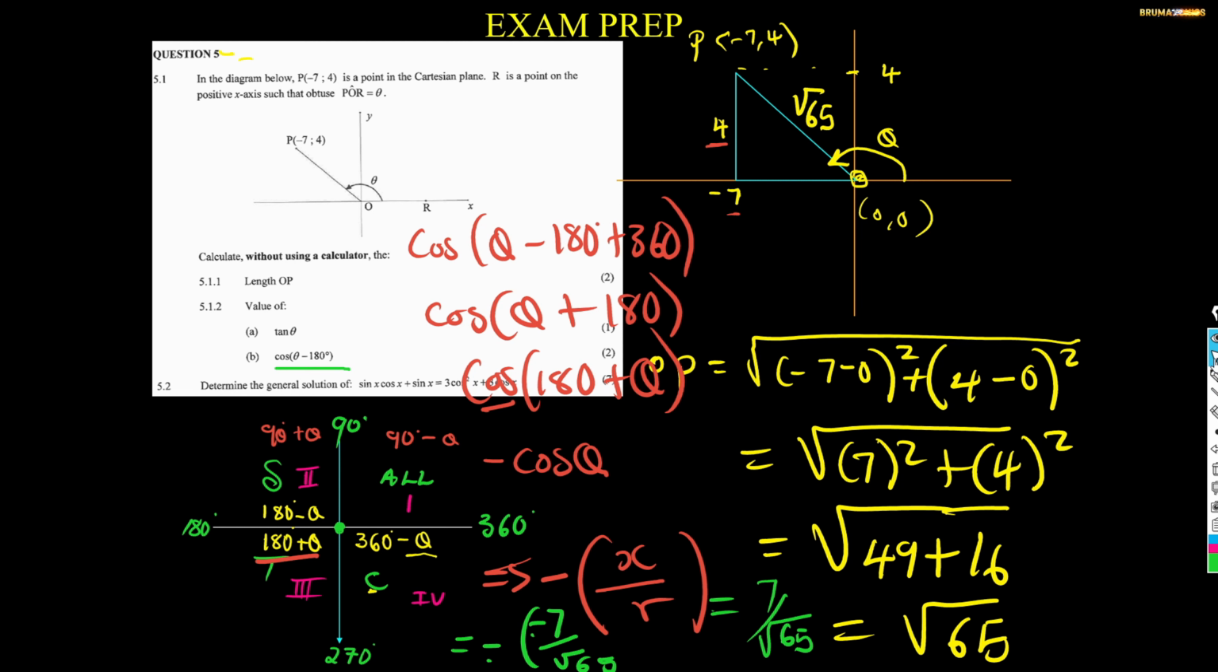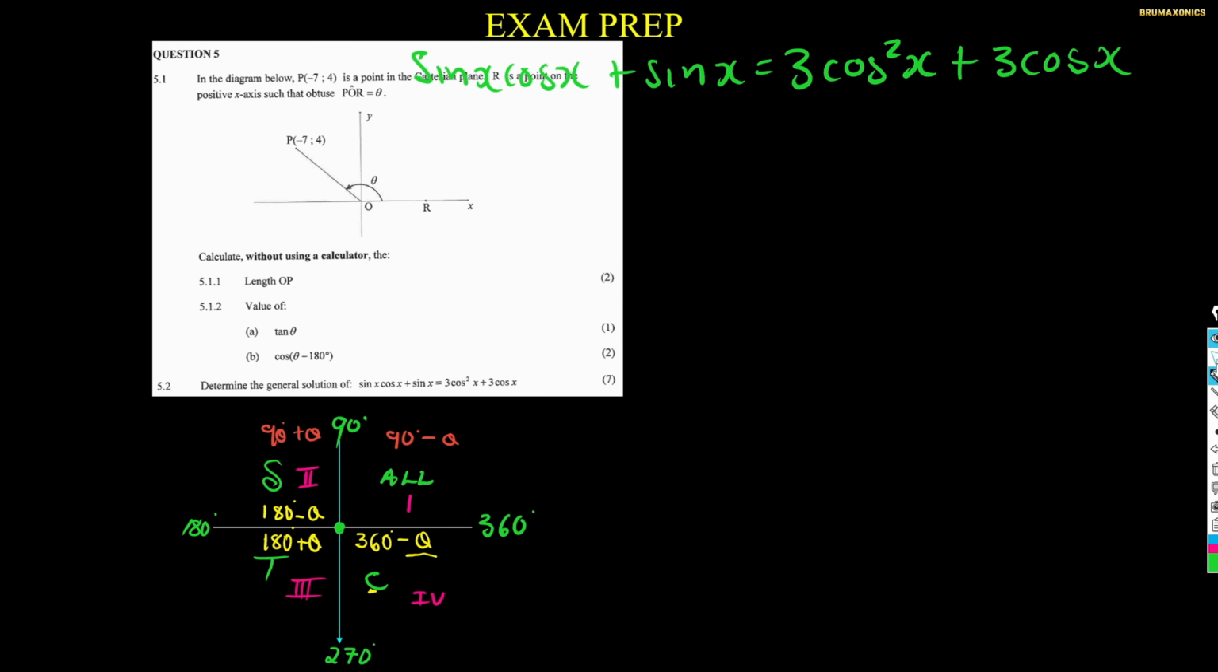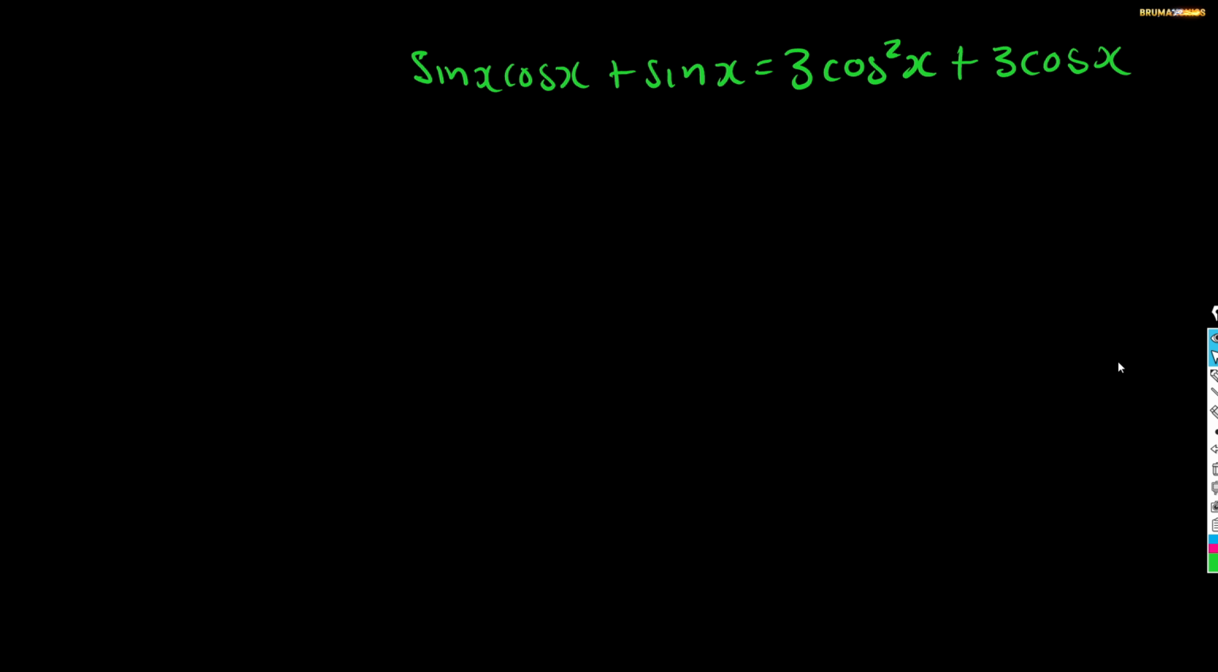Okay, I'm going to erase the board and continue with 5.2. So now I've written the question down. Determine the general solution of this equation, given that at the end of the solution you'll get 7 marks, which is good. So I'm going to start with the question down here and continue with everything, right?